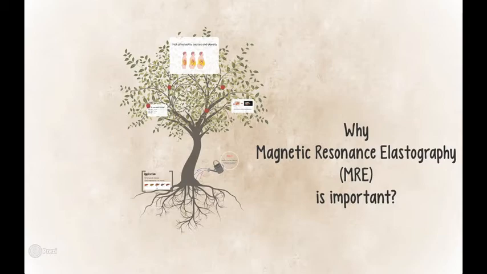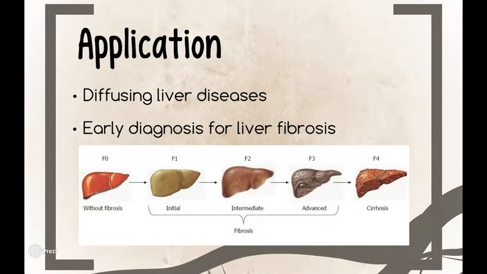Why is magnetic resonance elastography important? MRE has been successfully implemented in the assessment of diffuse liver disease. It allows for early diagnosis of liver fibrosis in general, which, if left untreated, could lead to cirrhosis, a type of liver damage that leads to formation of scar tissue, making it unable to perform its vital function.